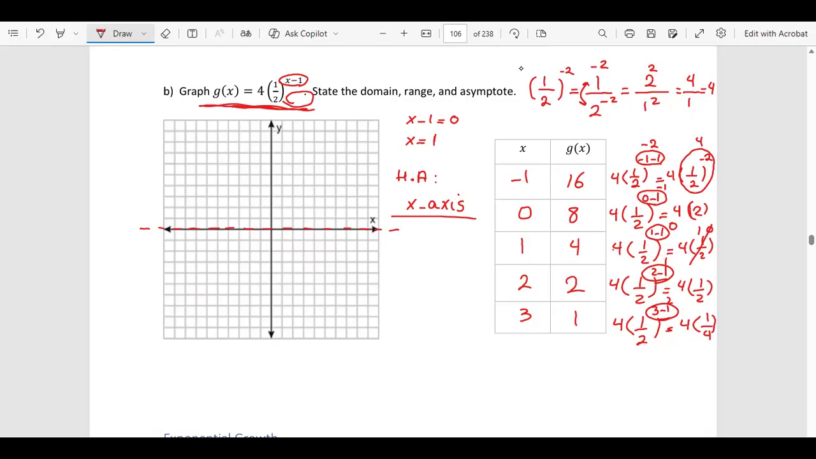And then try to find the points. Negative 1 and 16 is a big number, so I'm going to skip that point. 0 and 8. 1 and 4. 2 and 2. 3 and 1. Okay, so we graph. Connect the points going up and also getting close to this line.